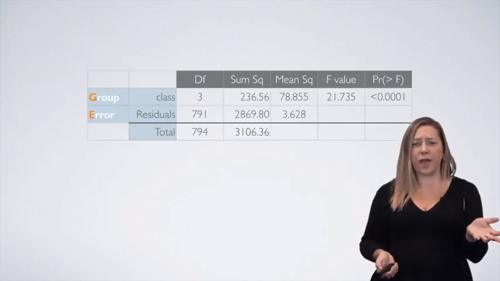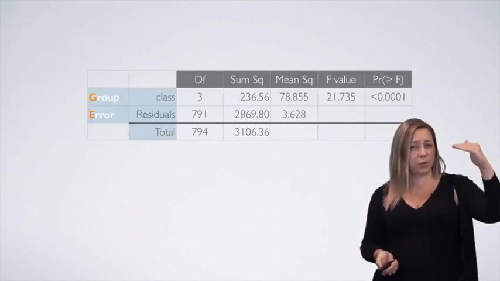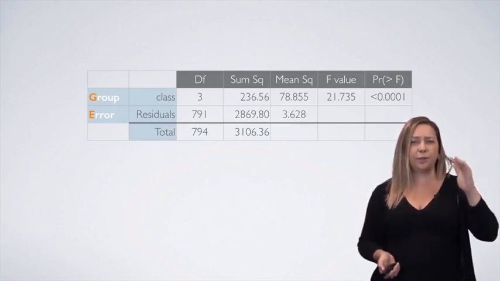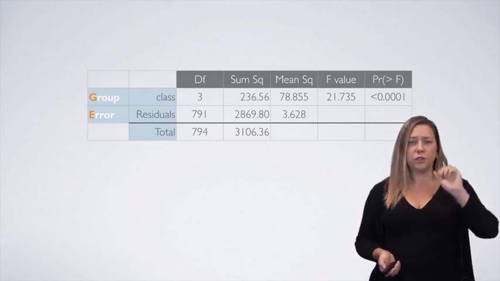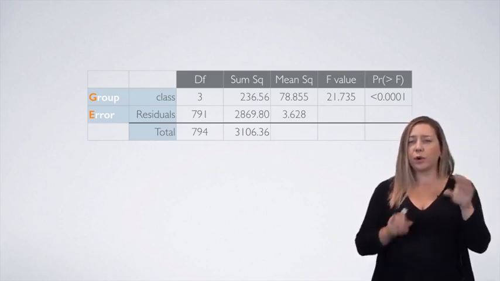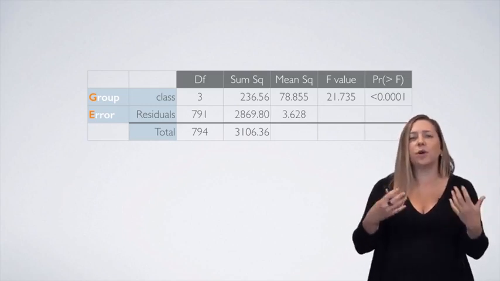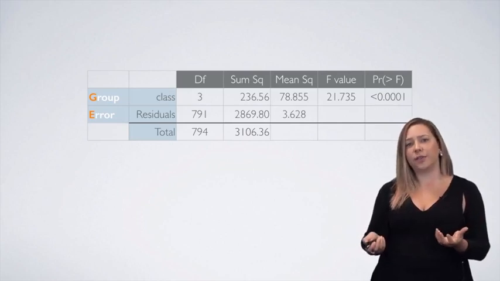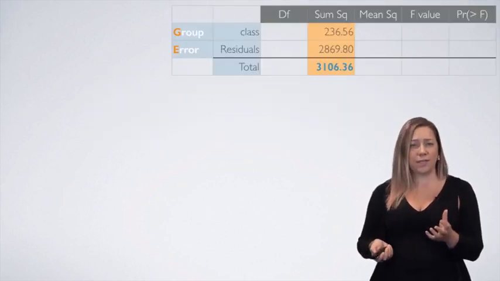Here's a look at the ANOVA output. The first row is about the between group variability, and the second row is the within group variability. We often refer to the first row as the group row and the second row as the error row. The third row displays the totals. Next, we're going to go through all of the values in this table, how they're calculated, and what they mean. Let's start with the column of sum of squares.